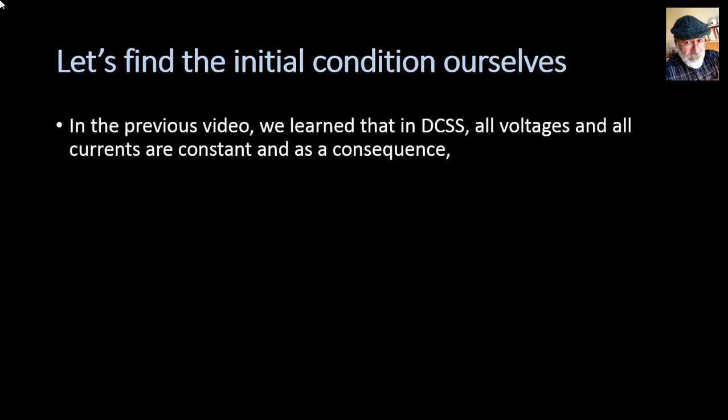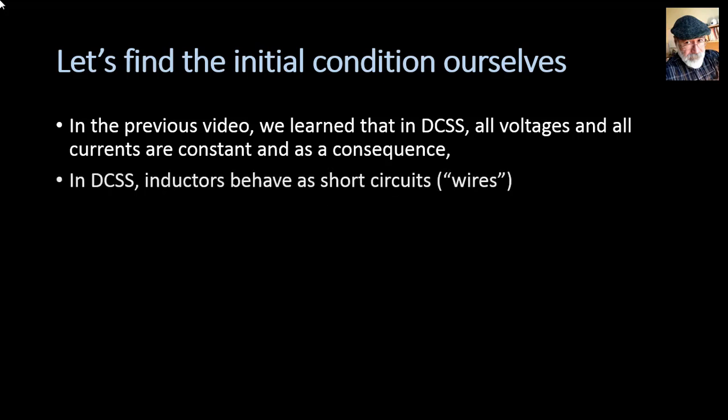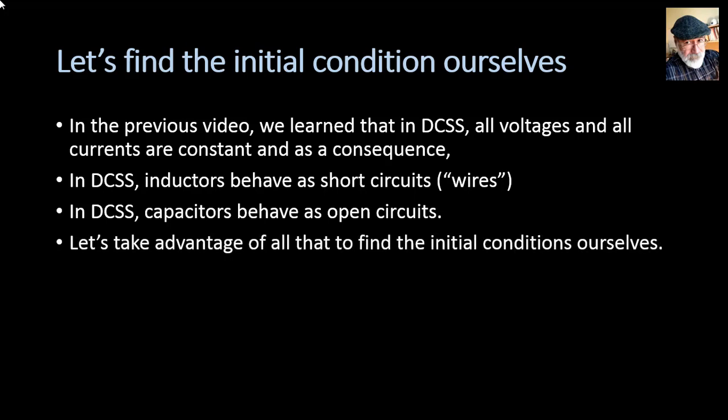But what if it's up to us to find the initial condition? In the previous video, we learned that in DC steady state, all voltages and all currents are constant, and as a consequence, in DC steady state, inductors behave like short circuits, and capacitors behave like open circuits. Let's take advantage of all that to find the initial conditions ourselves.